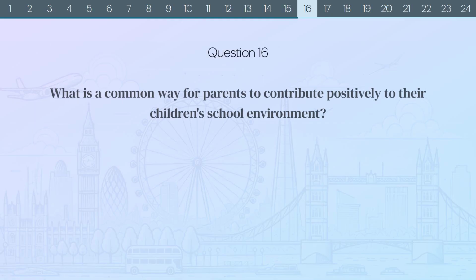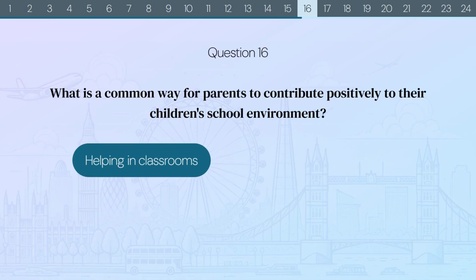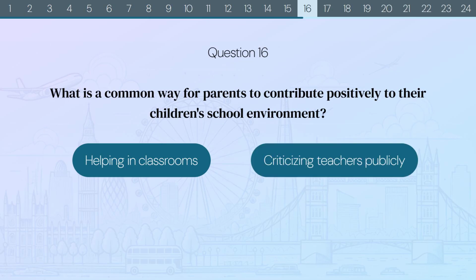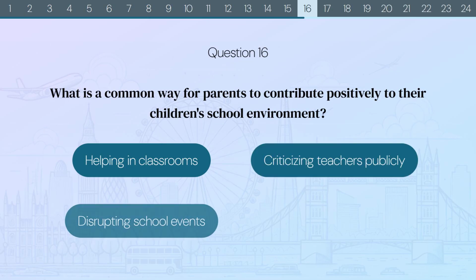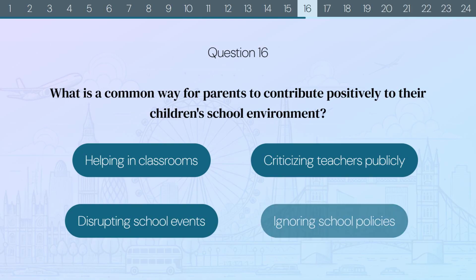Question 16. What is a common way for parents to contribute positively to their children's school environment? Helping in classrooms? Criticizing teachers publicly? Disrupting school events? Or ignoring school policies? The correct answer is helping in classrooms.